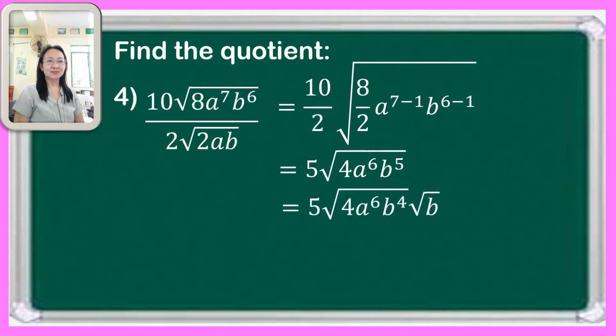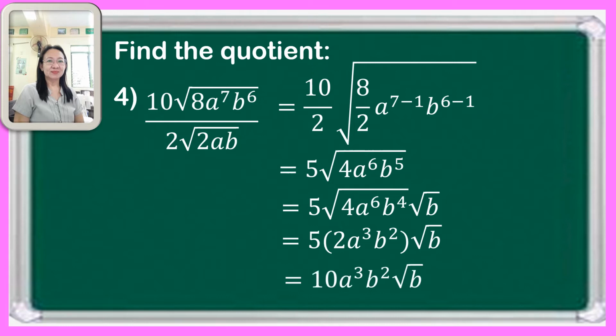So our perfect square is 4a raised to 6 b raised to 4. And the not perfect square is the square root of b. So getting the square root of 4a raised to 6 b raised to 4, which is 2a cubed b squared. Then multiply this to 5, we will get 10a cubed b squared. And let us copy the square root of b. So this is the result.